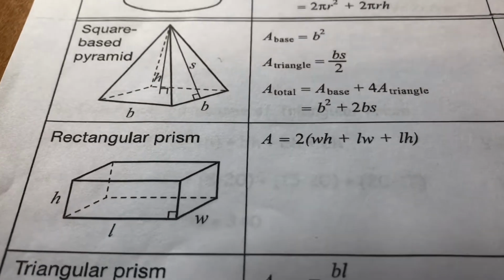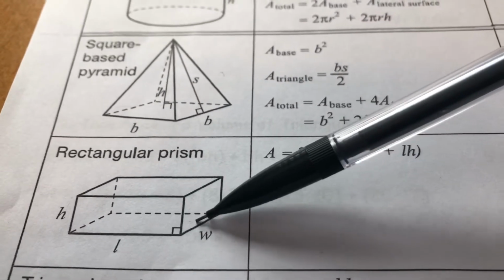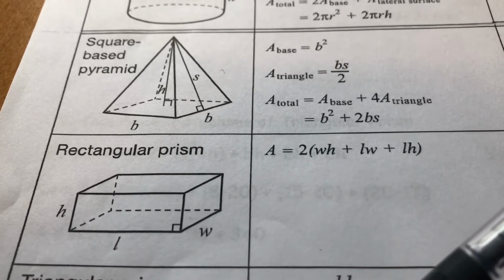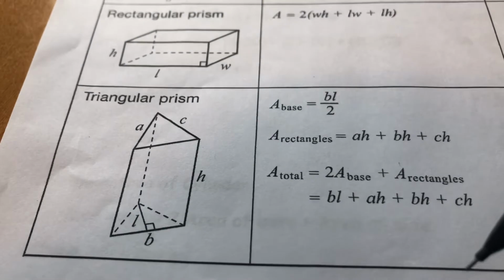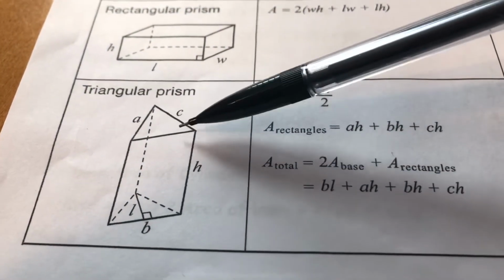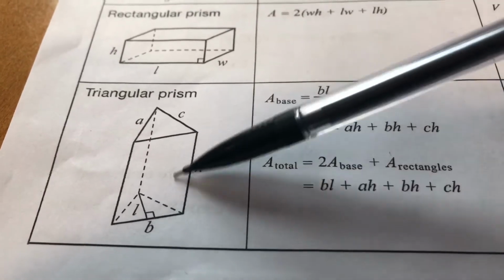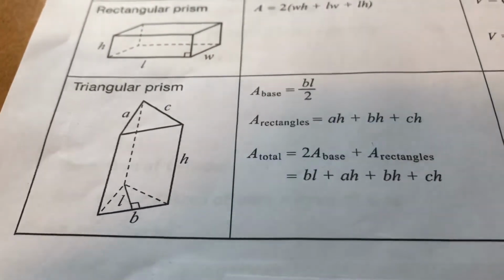Rectangular prism, you have your height, your length, and your width. Height, length, and width. And then your triangular prism should be height, and then you have, of course, A, B, and C, and then your length.